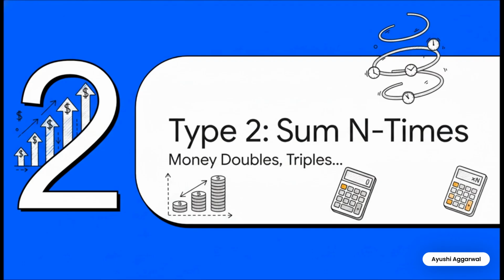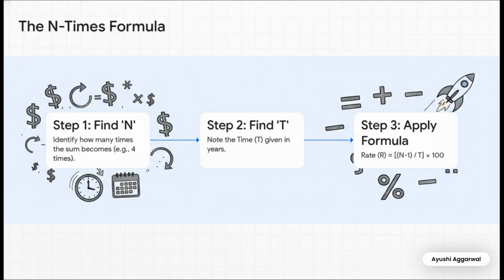These are what I call the n times questions. You've seen them, where you're asked how long it takes for a sum of money to double, triple, or become n times its original value. And of course, there's a direct formula for this too. The logic is actually pretty simple.